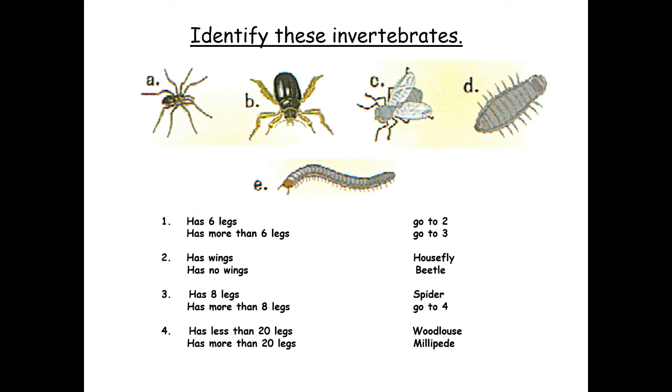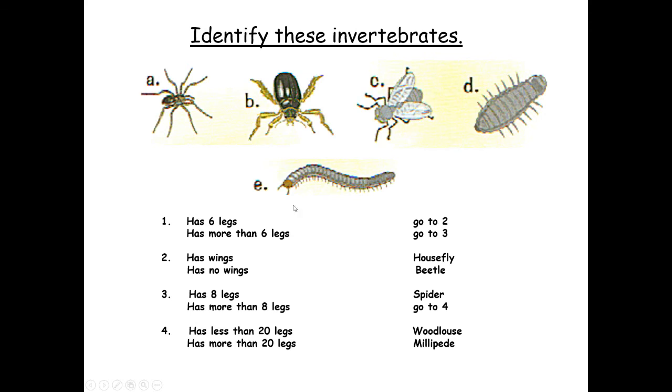Okay, let's work them through one at a time. This thing, I would say, is a spider because I've got a zoology degree, but I won't hold that against you. So it's got 1, 2, 3, 4, 5, 6, 7, 8 legs, has more than 8 legs. So we're going to go to question 3. Question 3, I've just counted it as 8 legs, it's a spider. B is 1, 2, 3, 4, 5, 6. It's an insect of some kind. B, let's have a look, has more than 6 legs. It doesn't. It has 6 legs. So we'll go to question 2. It doesn't look like it has wings to me, so it's a beetle.